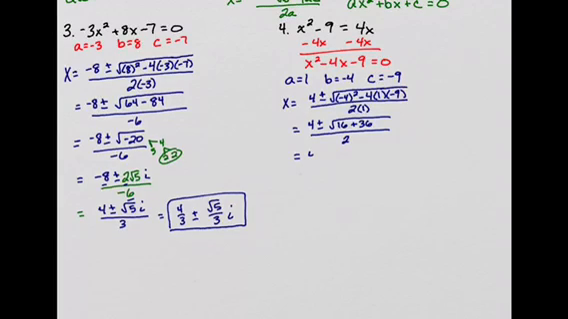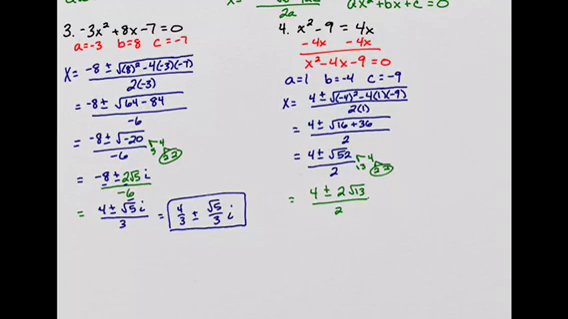So 16 plus 36 gives me 52. I'm going to do my factor trees of 52. So that would be 13 and 4, and then 2 and 2. So I have a pair of 2s. So I get 4 plus or minus 2 square root of 13 all over 2. Notice I don't have an imaginary number here. I don't have an i, because there was no negative underneath the square root.